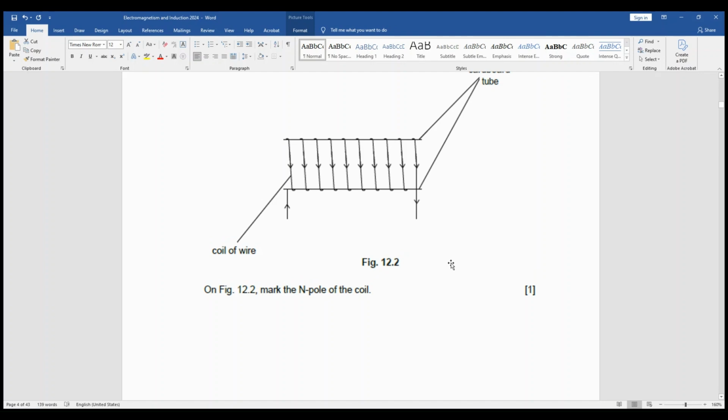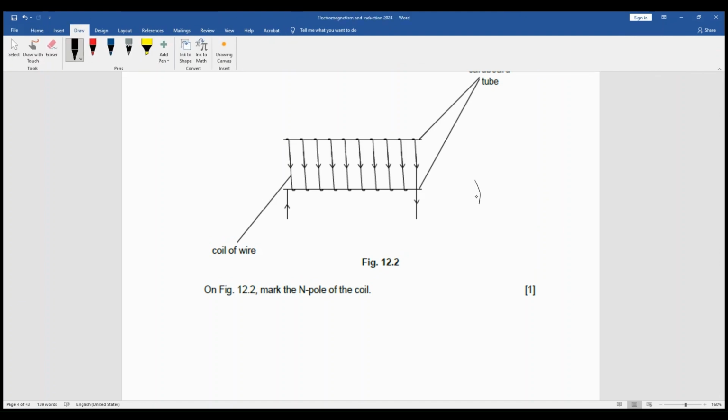So okay, very easy. Look at the direction of the current in the wire using your right hand grip rule. You can see that your hand is gripped in this way, and then your thumb will be pointing here. So this is your right hand grip rule. Your thumb will be here, which means north is on this side. So north is here.